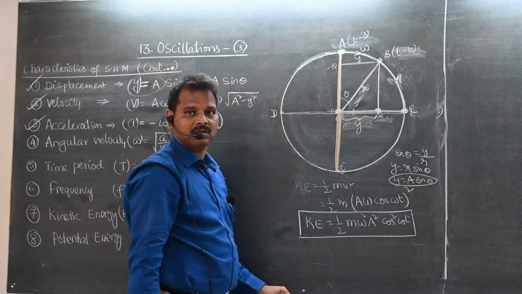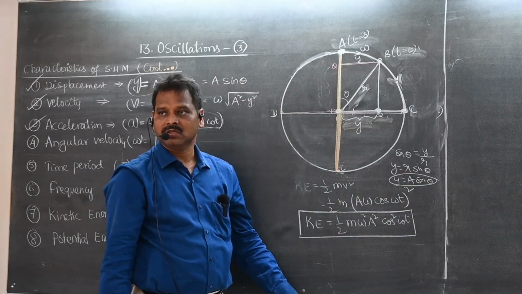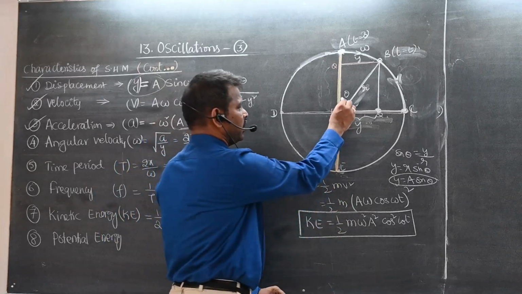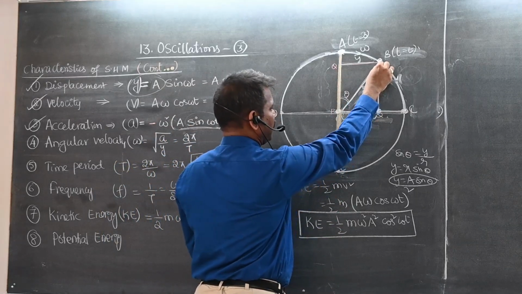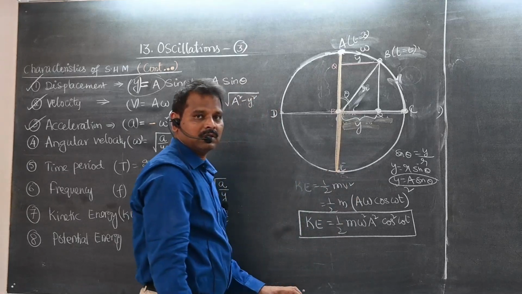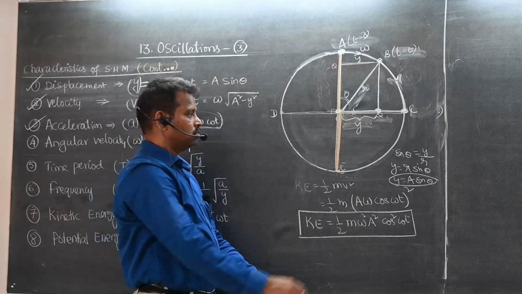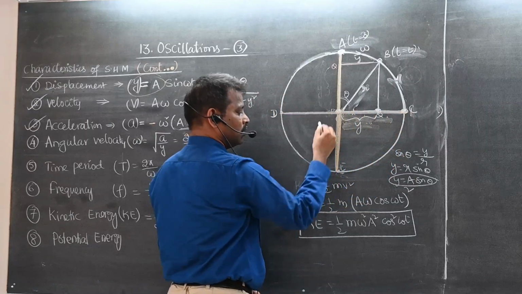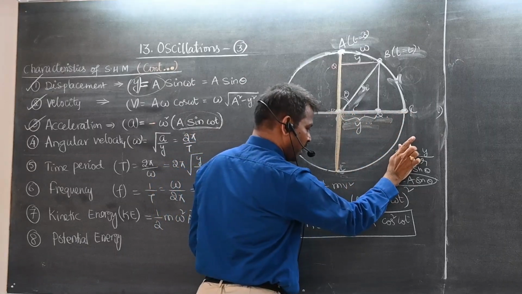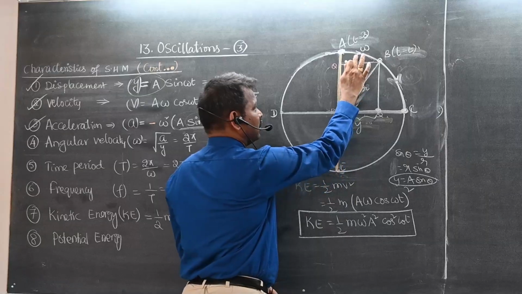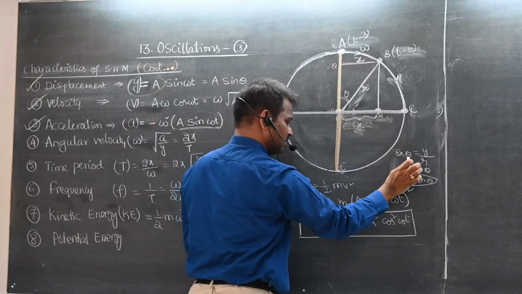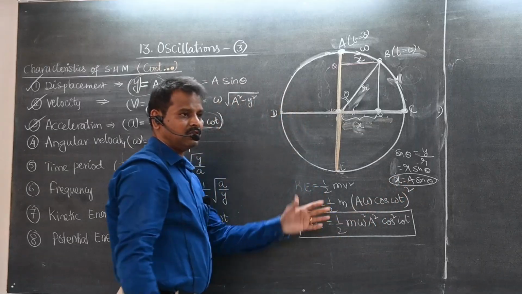Is there any change? There is no change. Sin theta is equal to opposite side by hypotenuse. Is it clear? The particle starts from here, moves in this direction, coming down. But the only difference is I should not write this as y. This is along the x-axis, so I have to write this as x. That's it. There is no change.